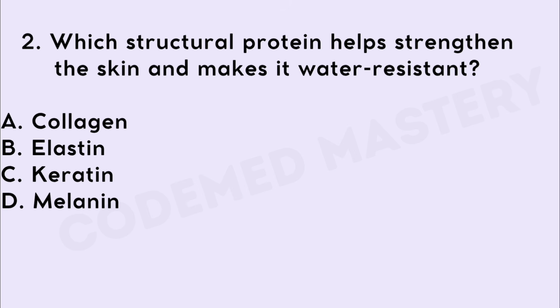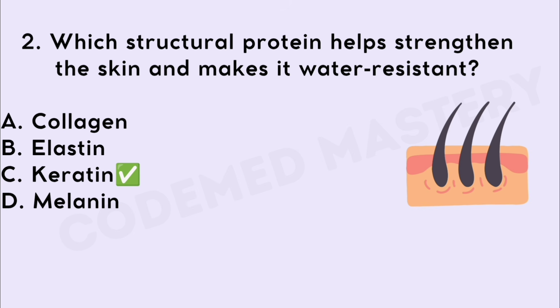Second question. Which structural protein helps strengthen the skin and makes it water resistant? Option A, collagen. Option B, elastin. Option C, keratin. And option D, melanin. The right answer is keratin. Keratin forms a tough protective layer in the epidermis which provides durability and waterproofing. Make a note of all this.